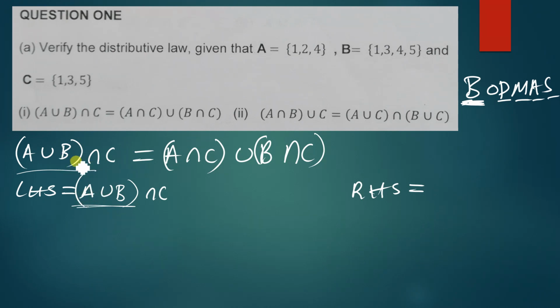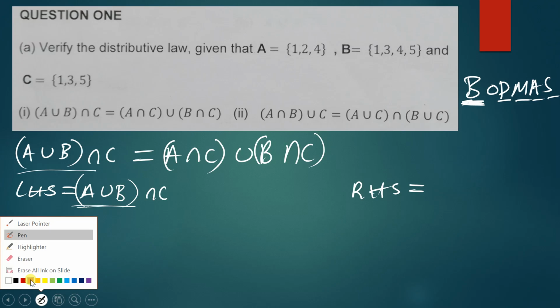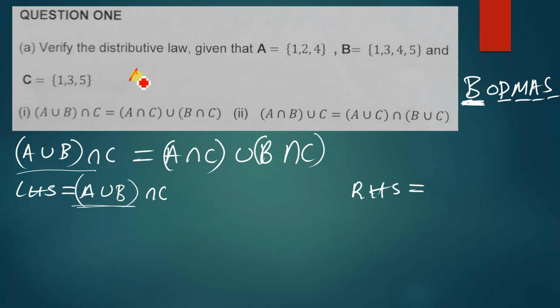To find A union B, we simply have to combine the set A and the set B, and when we combine them, we have to make sure that we don't write the same element two times. So A union B will be equal to, we combine A and B, making sure that the common elements are not repeated. We only write them once.